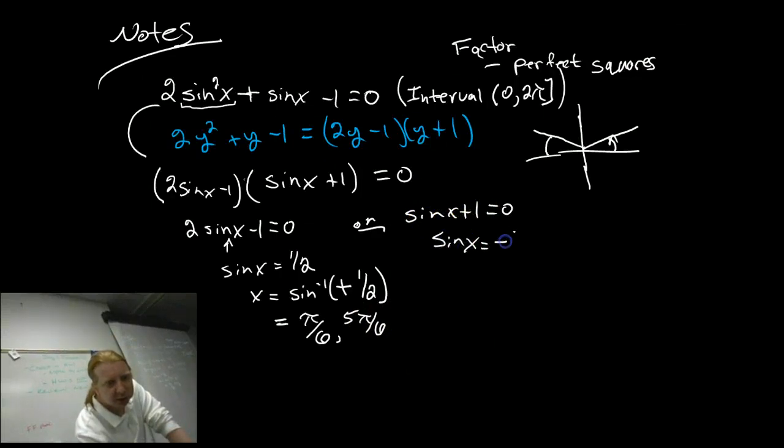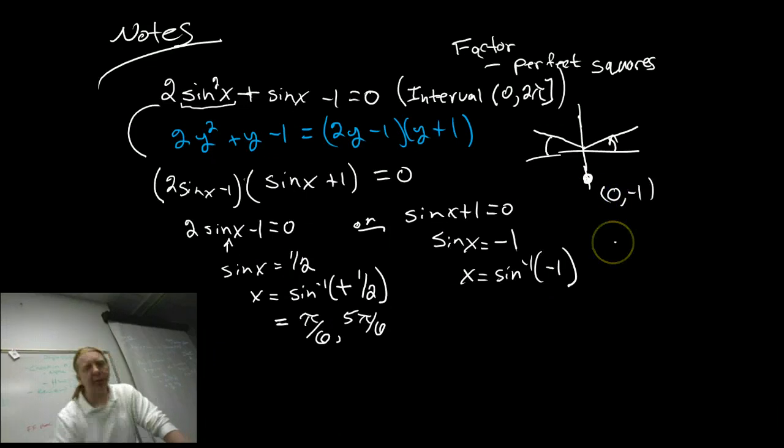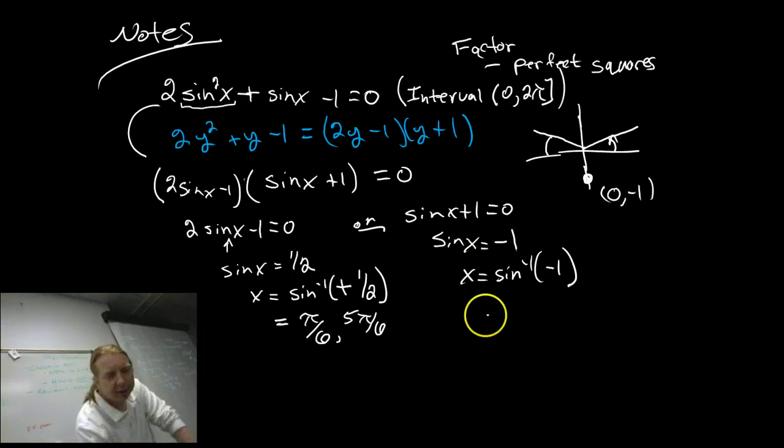Let's see, now if I continue the thought here, sine x plus 1 means I'm looking at sine x is equal to negative 1. X is an inverse sine of negative 1. Why is negative 1 right here? Because that's at the point 0, negative 1. And that's going to happen at 3 pi halves.